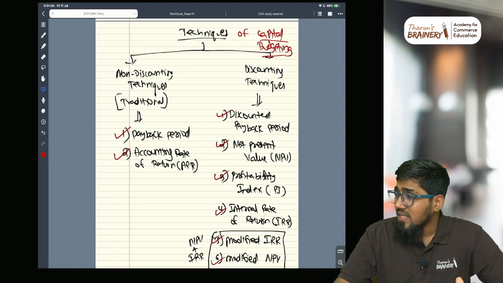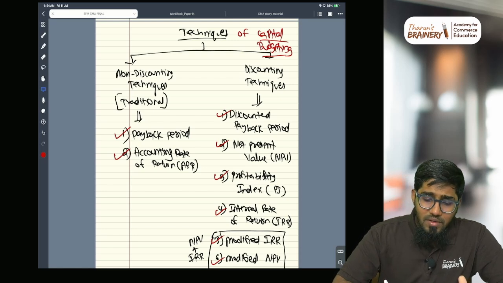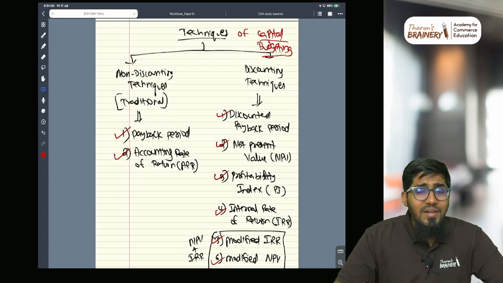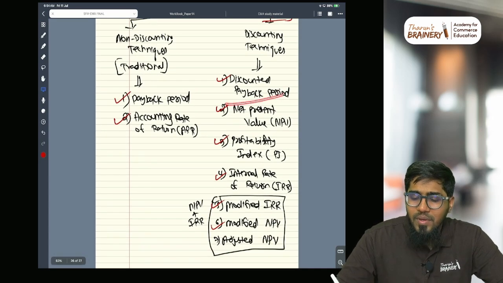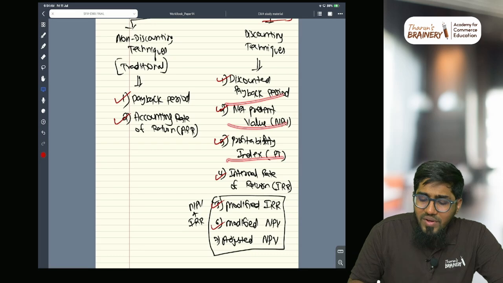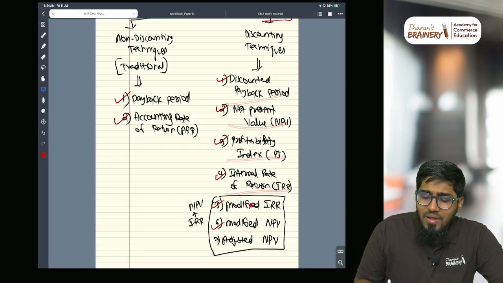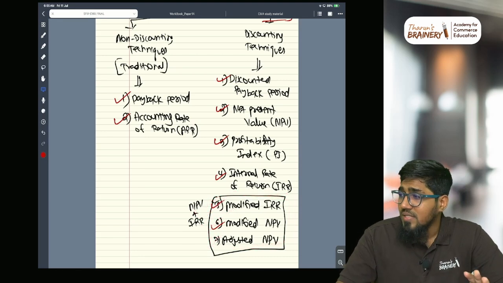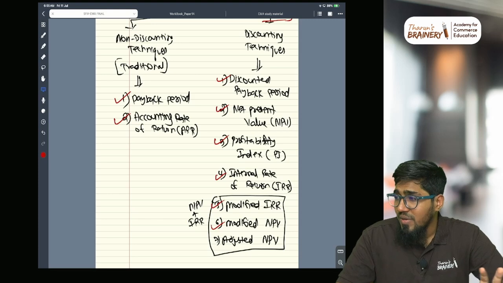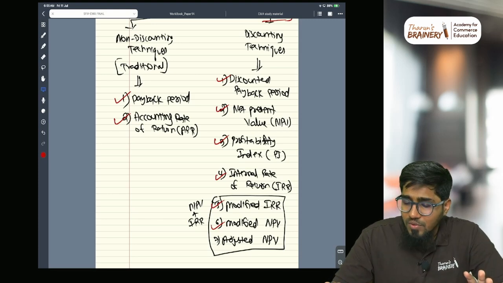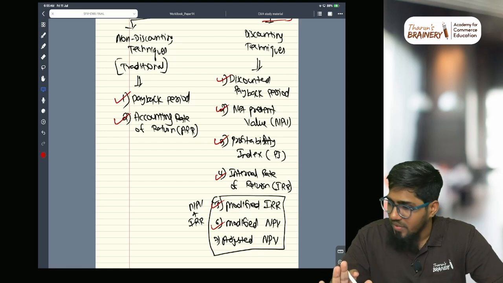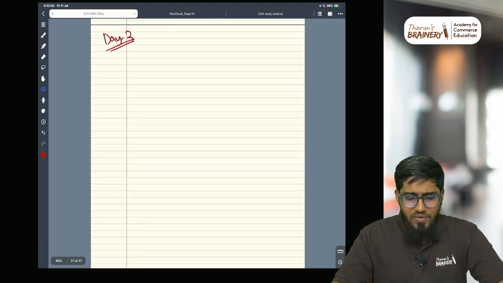So we are having non-discounting techniques, where we are having payback period and accounting rate of return. And then we are having discounting techniques, where we are having discounted payback period, net present value, profitability index, internal rate of return. And these are all the advancements of NPV and IRR, which is modified internal rate of return, modified NPV and adjusted NPV. These are all the things that you're going to see in your investment decision chapter, and a lot of other things. These are all the basic things that you have already studied, but we are going to brush up all the topics again.